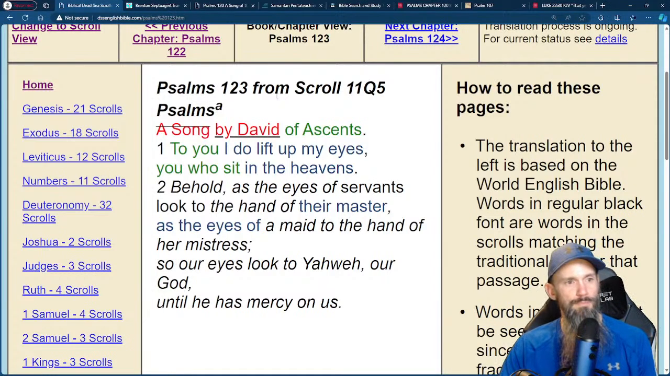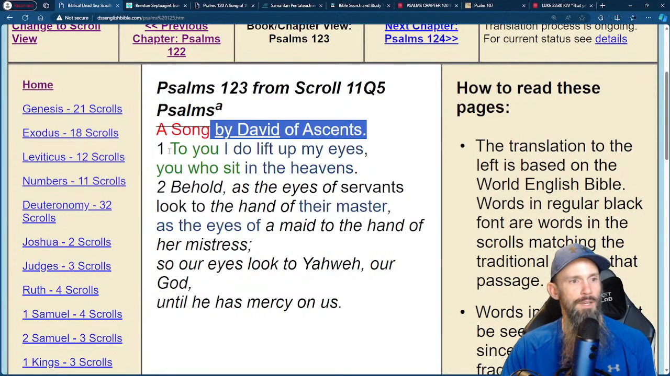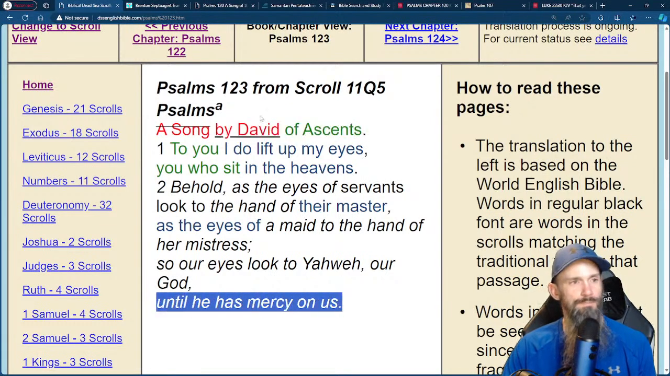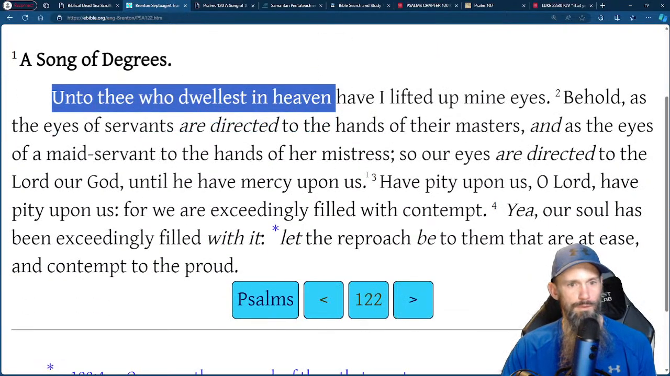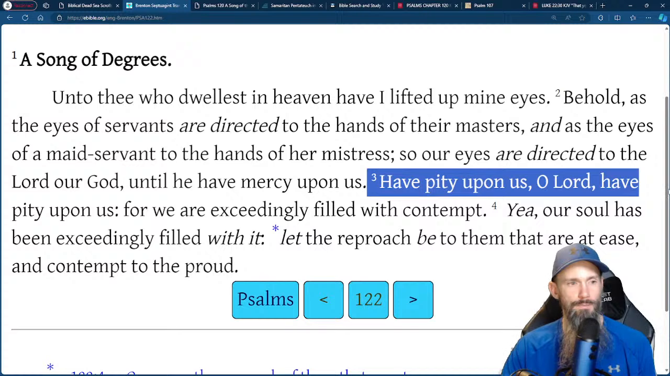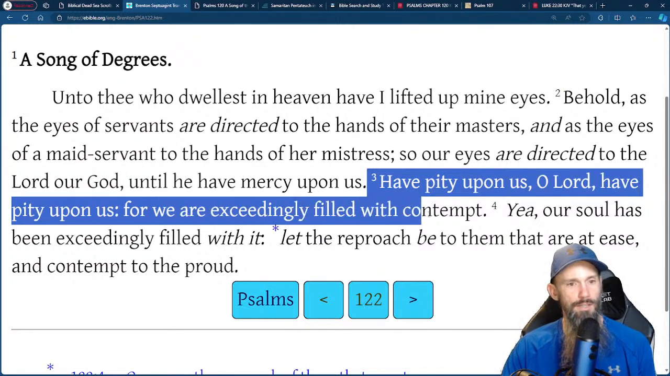Psalm 123. By David, of Ascents. To you I do lift up my eyes, you who sit in the heavens. Behold, as the eyes of servants look to the hand of their master, as the eyes of a maid to the hand of her mistress, so our eyes look to Yahuwah, our Elohim, until he has mercy on us. Have pity upon us, O Yahuwah. Have pity upon us, for we are exceedingly filled with contempt. Yea, our soul has been exceedingly filled with it. Let the reproach be to them that are at ease, and contempt to the proud.